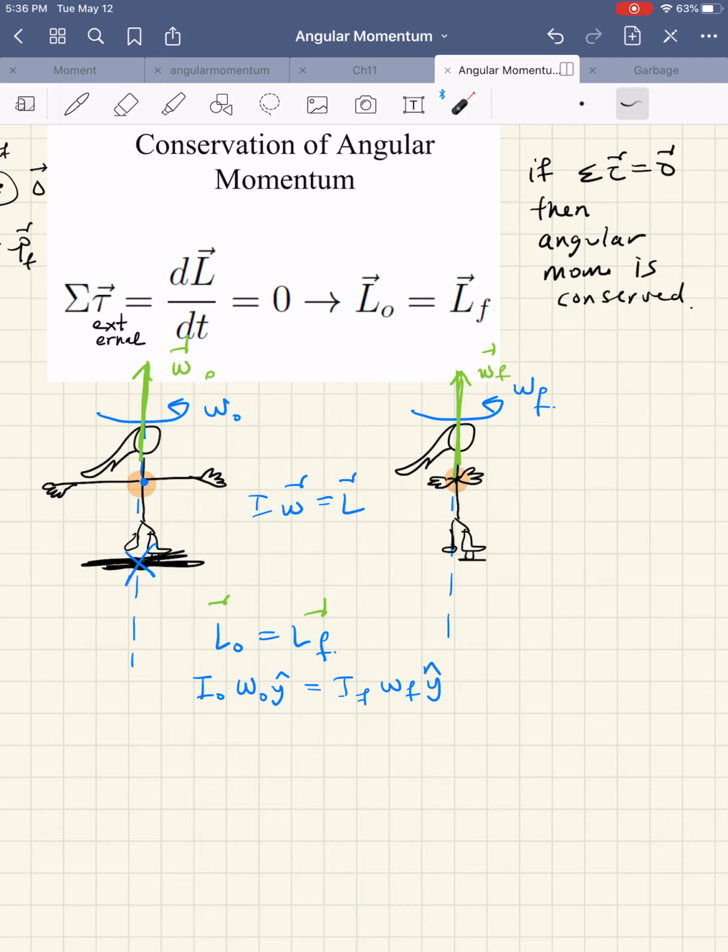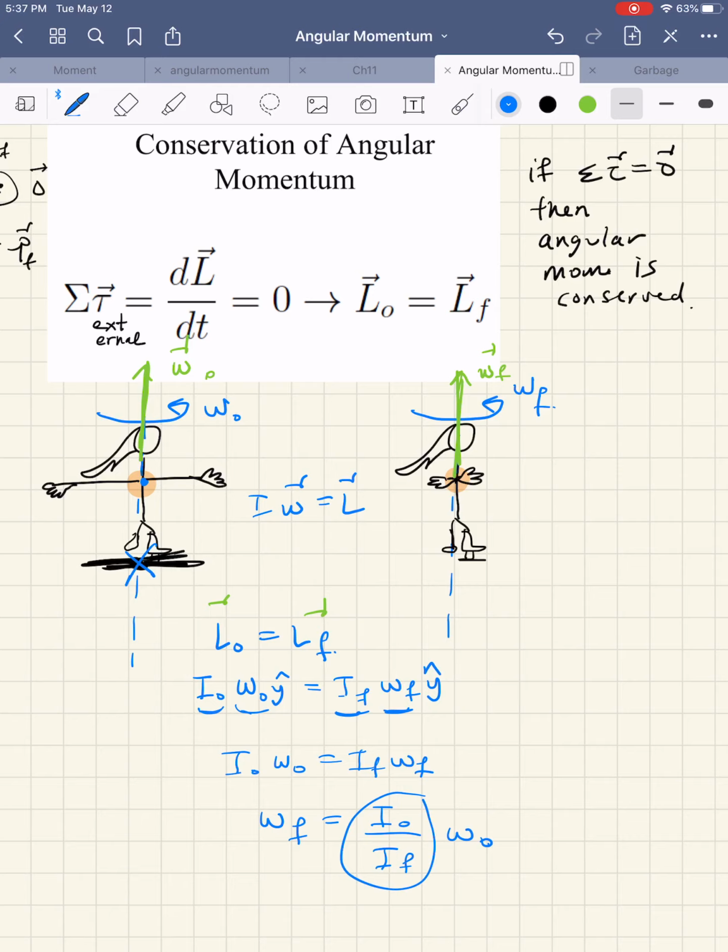But for now, I'm just treating this as a rotating rigid body where initially it has one angular velocity and one moment of inertia, and then finally has a different moment of inertia and a different angular velocity. And I'm able to say I naught omega naught equals I final omega final, and solving for omega final in terms of I naught, I final, and omega naught, really looks at this ratio of I naught to I final.